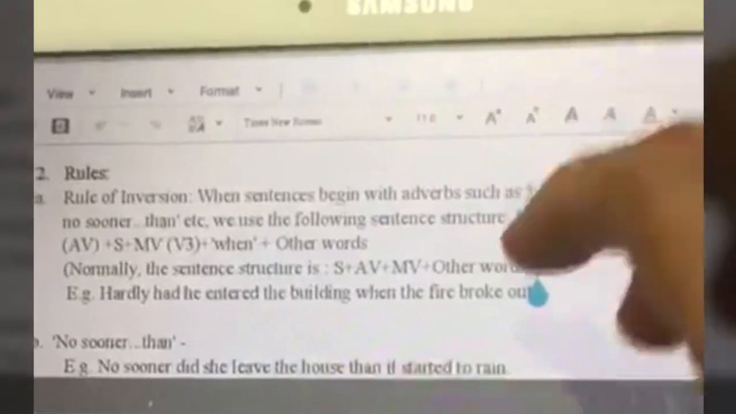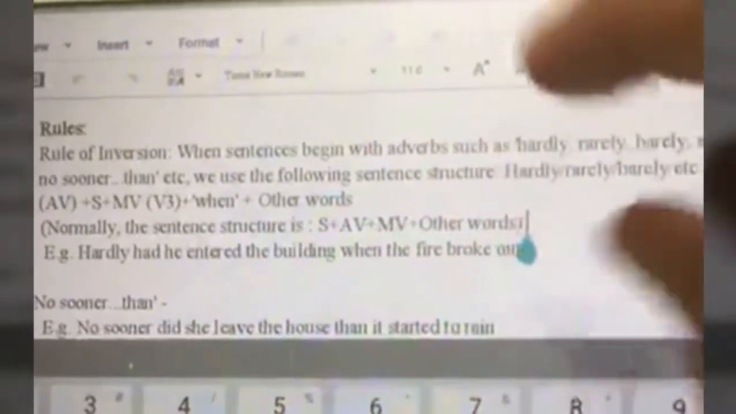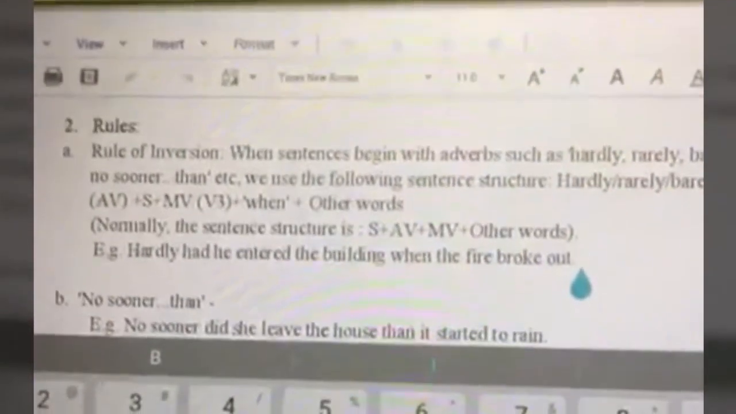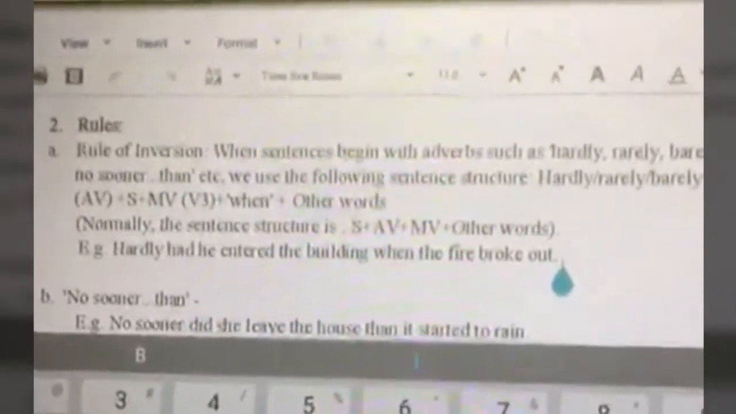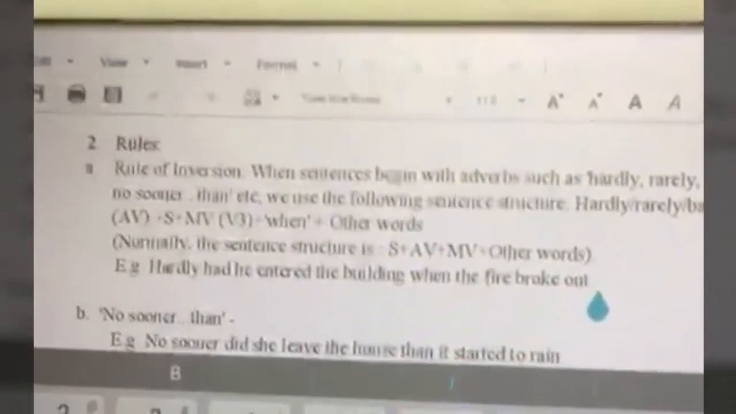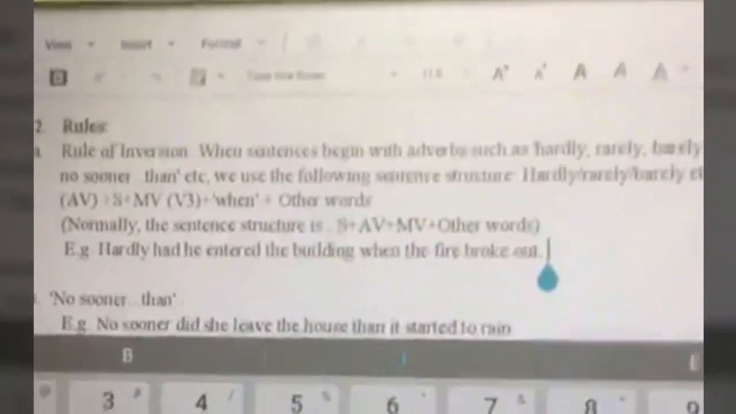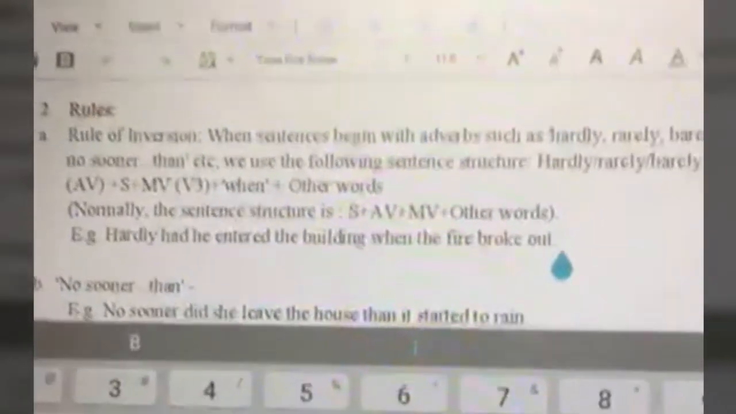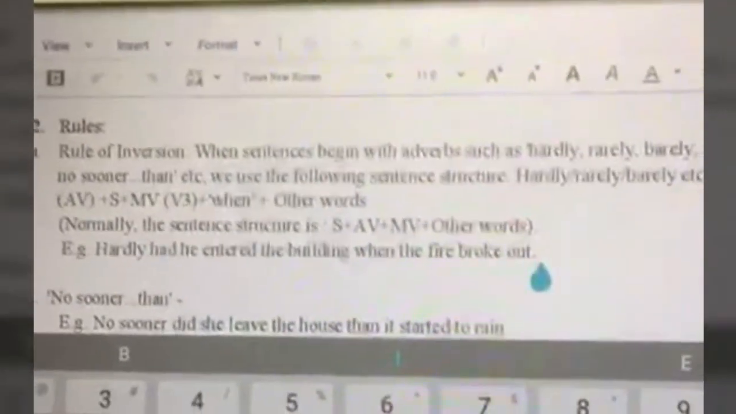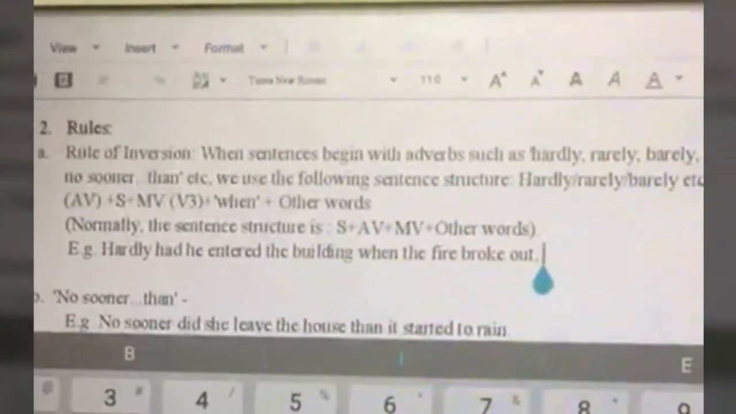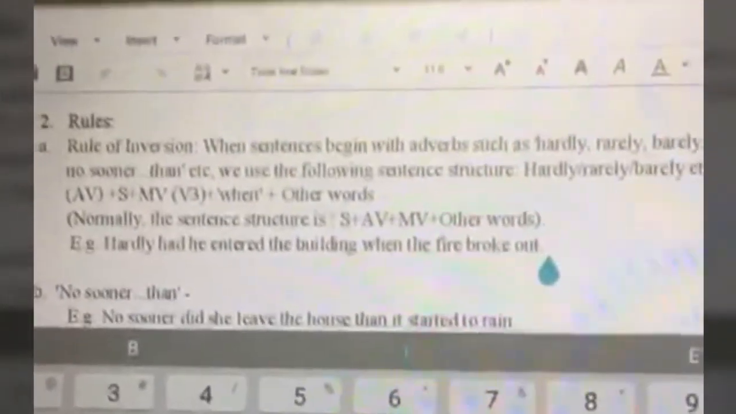So always remember, whenever sentences start with adverbs such as hardly, merely, scarcely, barely, the first rule is you have to invert the sentence. That means it should start with the adverb, either hardly or barely or merely or scarcely, plus the auxiliary verb which should be had, plus the subject, plus the main verb, plus when, and plus the rest of the sentence. You cannot use than instead of when. That's a common mistake that we make. You always have to use when.